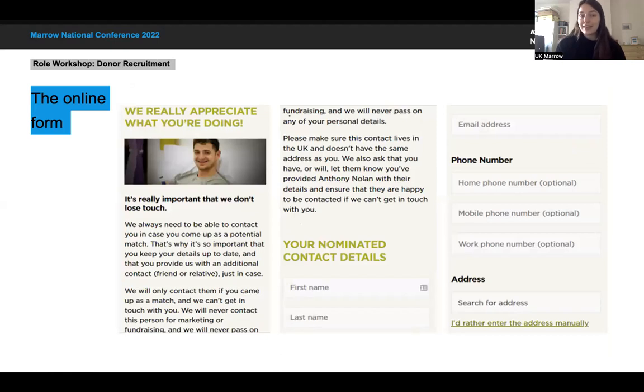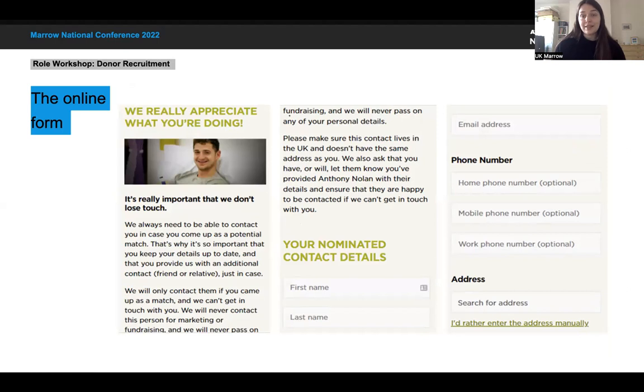And then finally, we will ask them for a nominated contact. Now, this is just a person that we can get in touch with in case we can't get in touch with the actual donor, because maybe their details are outdated, they didn't keep them up to date, or there was a mistake, like a typo or something. In that case, we would try and get in touch with this nominated contact so that they could put us in touch with the potential donor.